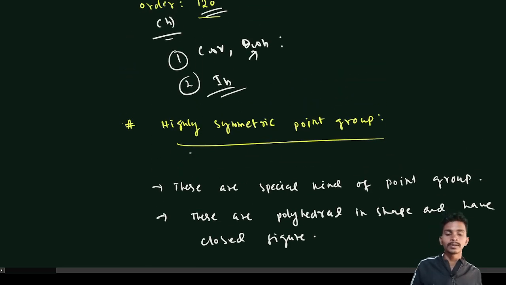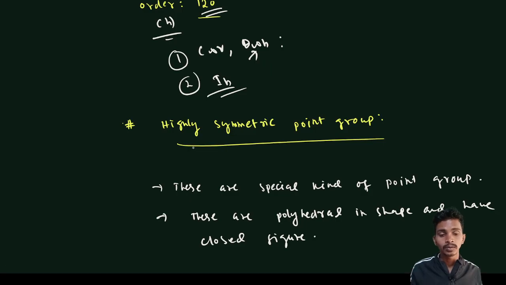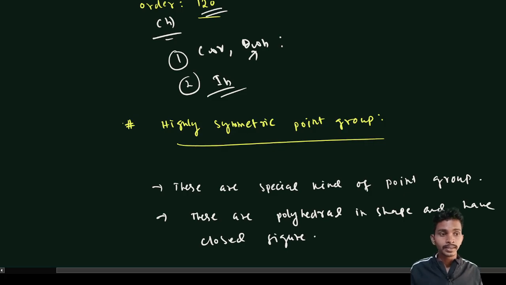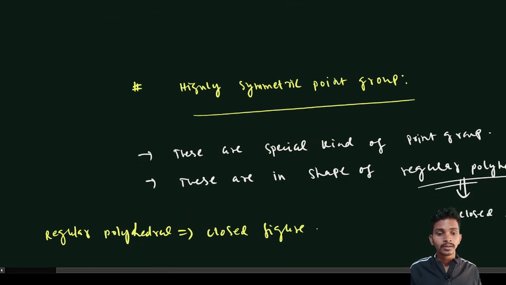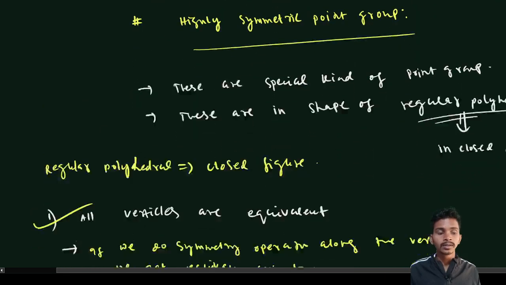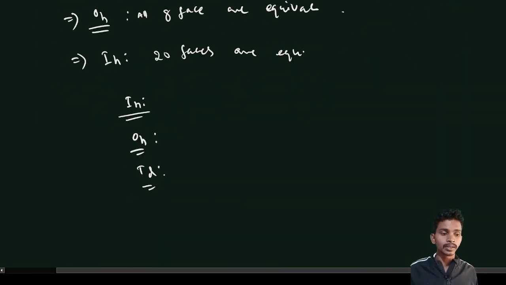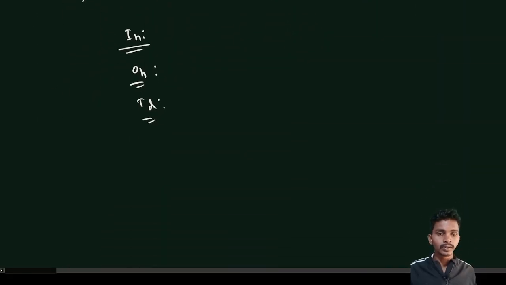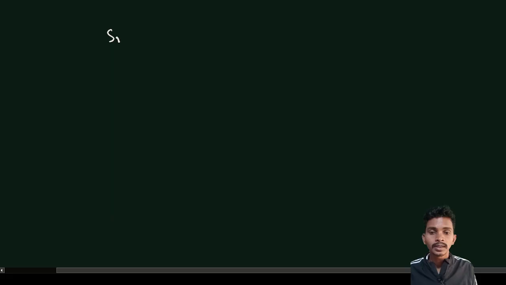So these are the basics of the point groups. We have discussed all types of point groups: those having no Cn axis, having one Cn axis, and having more than one Cn axis. We have discussed all of that. So now another point group is left, that is the S2n point group.